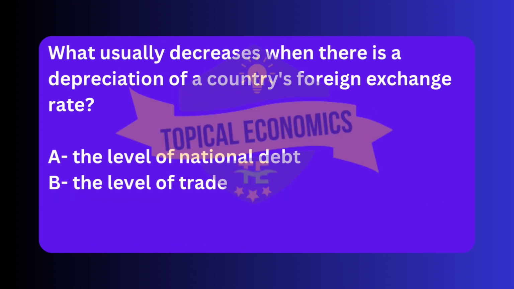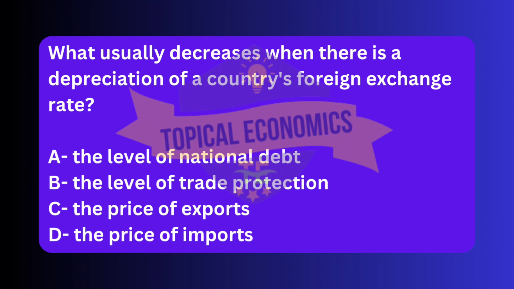Moving to the 14th question. What usually decreases when there is a depreciation of a country's foreign exchange rate? A. The level of national debt. B. The level of trade protection. C. The price of exports. D. The price of imports. Reference, 2019 February-March version 2.